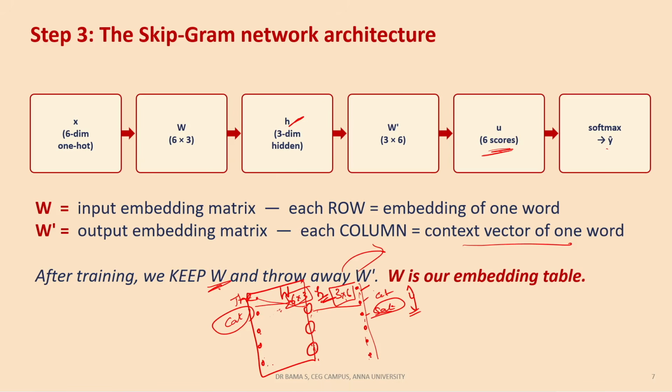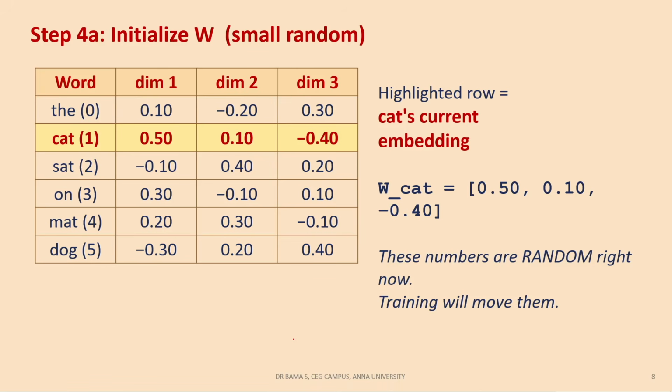So let us take one example and go through the entire flow for it. First, we initialize W. W is 6 cross 3, since there are 6 inputs and 3 neurons. We are going to start with random values. This is the index, 0, 1, 2, 3, 4, 5, and for the first word the vector is 0.1, minus 0.2, 0.3. For cat it is 0.5, 0.1 and minus 0.4.